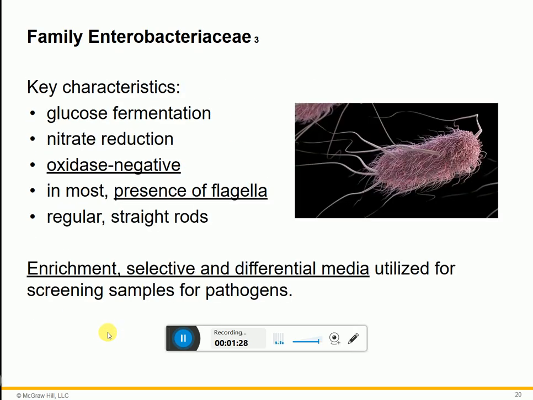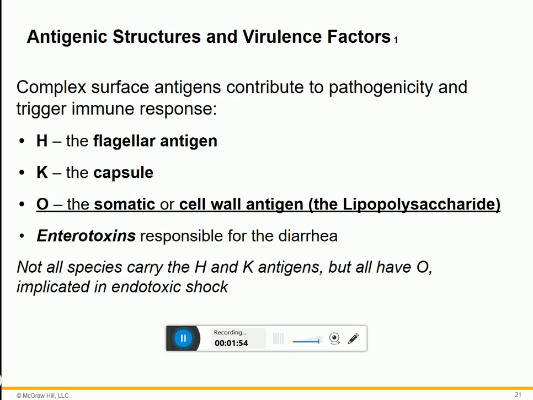So the key characteristics that all of these have in common are that they are all oxidase negative, meaning that they are anaerobic. They have flagella, and in order to diagnose them, we need enriched, selective, and differential media. The virulence factors and the antigenic factors that are found in these bacteria are pretty complex.